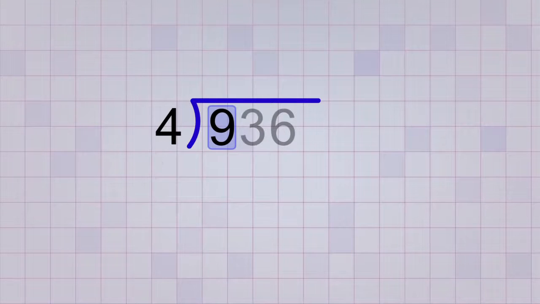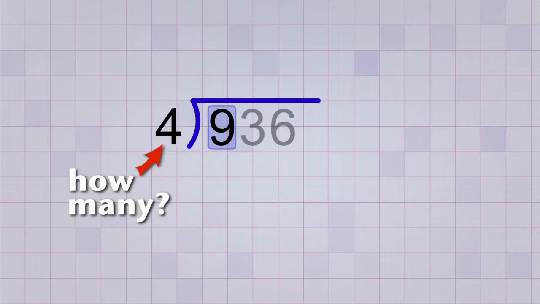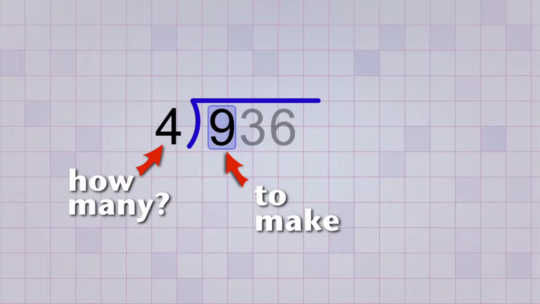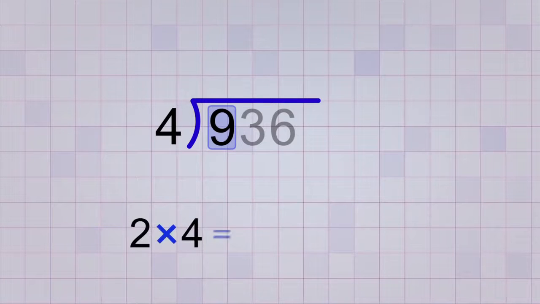And that makes it look like we have the division problem 9 divided by 4. Great, that's easy. It's just a basic division problem like in the last video. So we ask, how many 4s will it take to make 9, or almost 9? Well, 2 4s would be 8, and that's almost 9. So just like before, we put the 2 in our answer spot on top of the line.